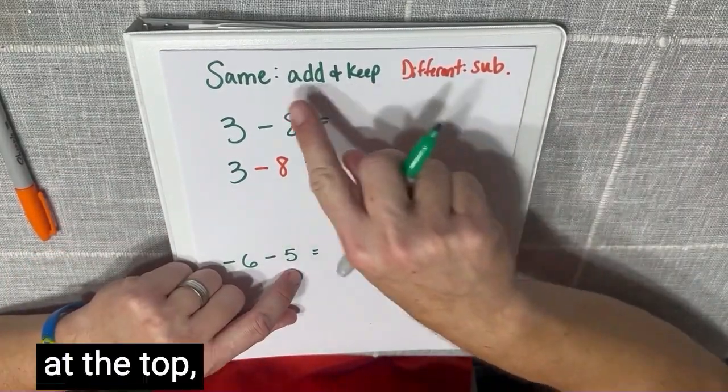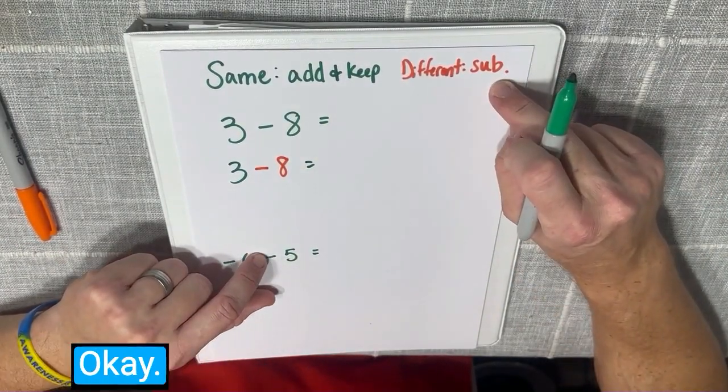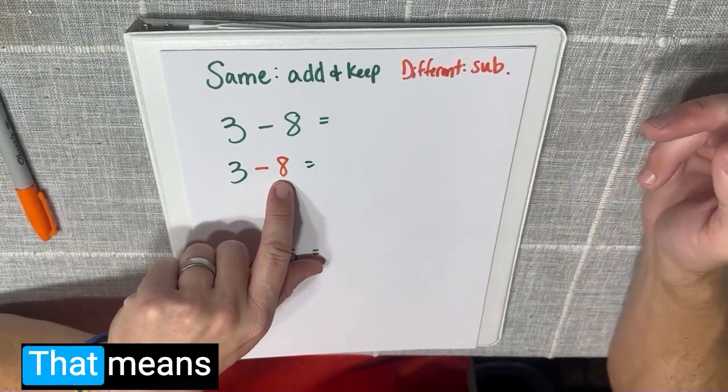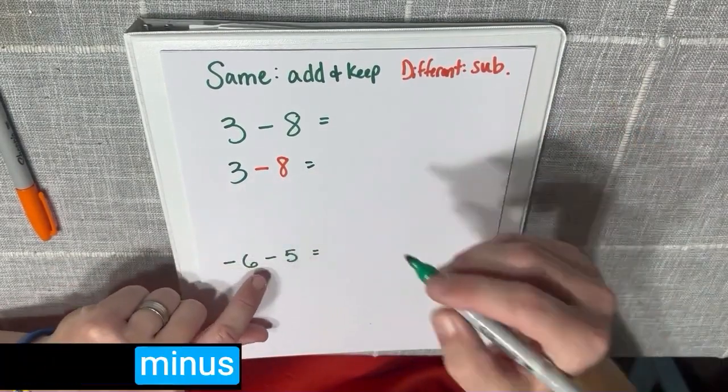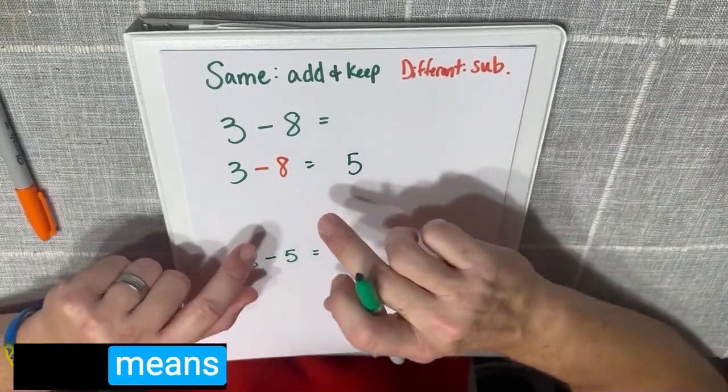Okay, and remember what we wrote at the top. What do we do if the signs are different? We subtract, okay? So here, I have a positive 3 and a minus 8 because they're different signs. That means we're going to subtract. So 8 minus 3 is a 5, okay? Now, that doesn't mean that's our final answer. It just means 8 minus 3 is 5.